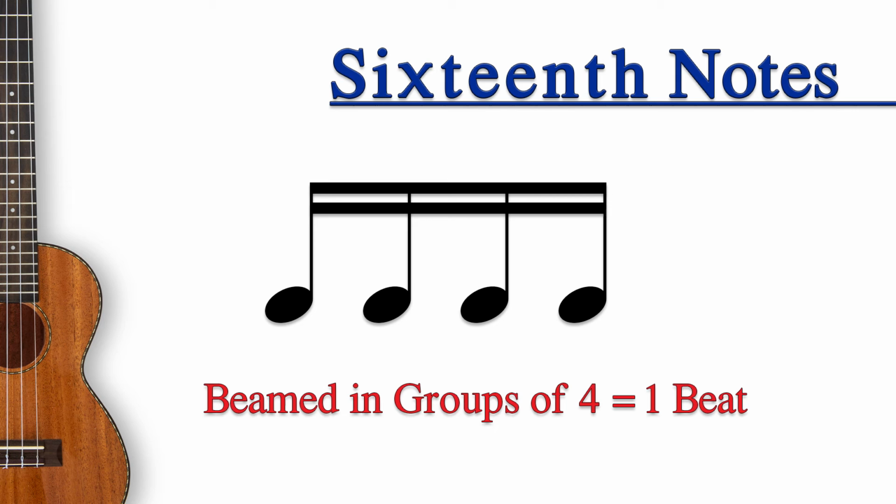When beamed in groups of 4, each grouping represents a single beat. The counting requires more syllables, too. To count 16th notes, start on a downbeat and then count E and A. Notice that the and is still exactly halfway through the beat, just like with the eighth notes.